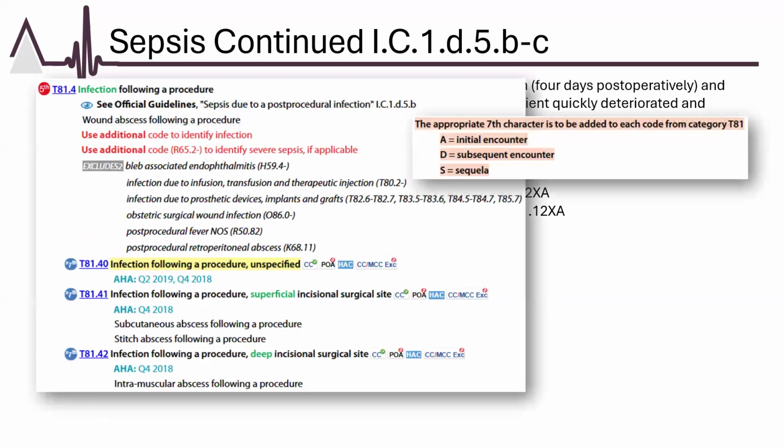Verifying that in the tabular list, the code requires 7 characters. Report T81.42XA for active treatment. The notes under T81.4 indicate to use a code to identify the infection. The guidelines instruct to use code T81.12.